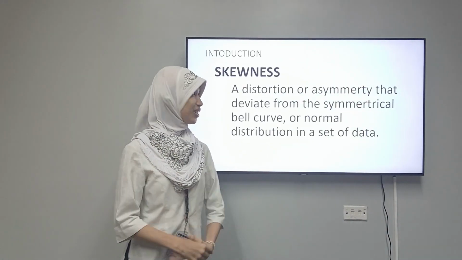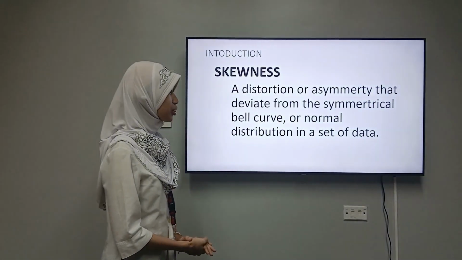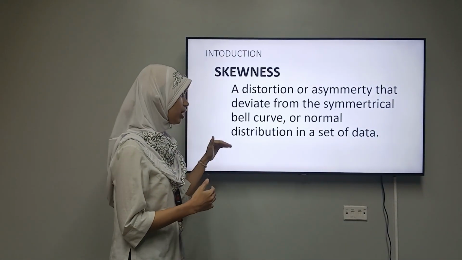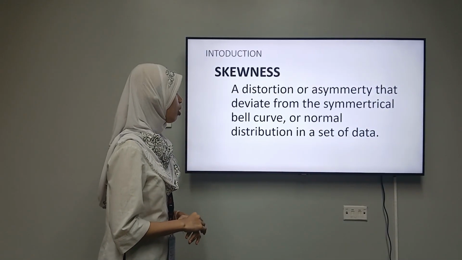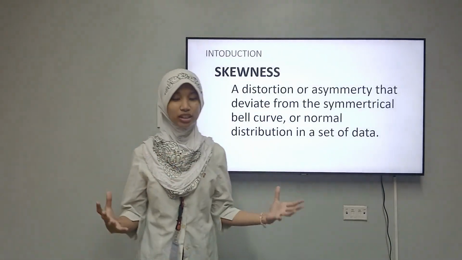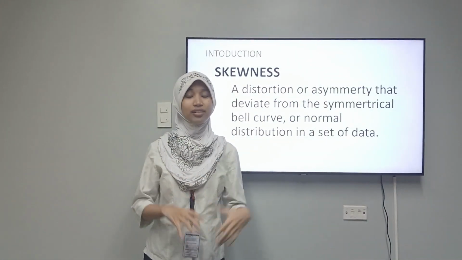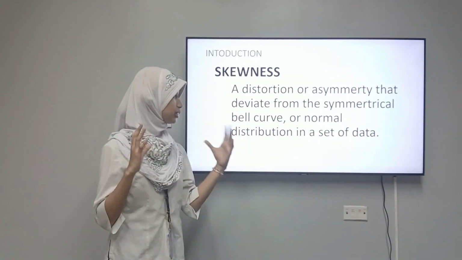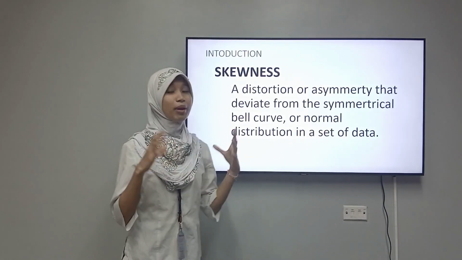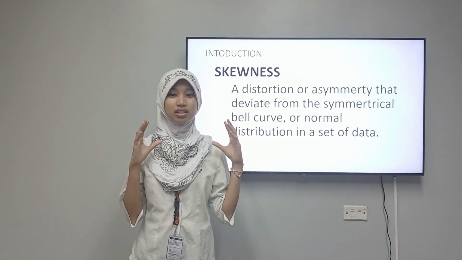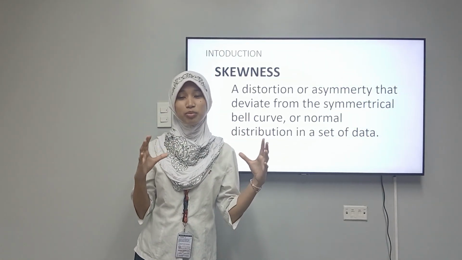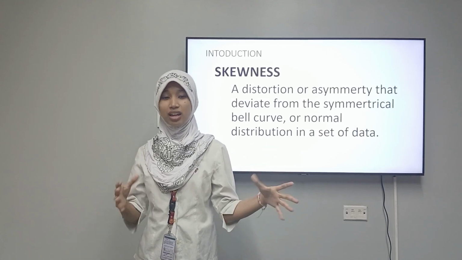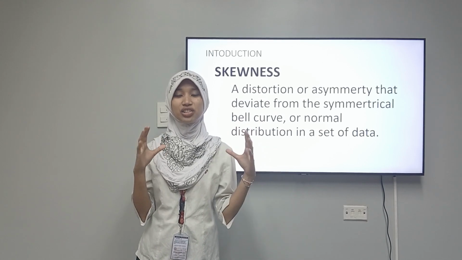So what is skewness? Skewness is a distortion or asymmetry that deviates from the symmetrical bell curve, or normal distribution, in a set of data. In a normal distribution, there is a symmetrical bell curve. But in skewness, the bell curve is not symmetrical. It is asymmetric, which means the right and the left side don't mirror each other.